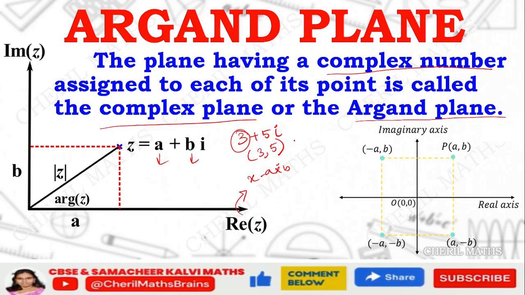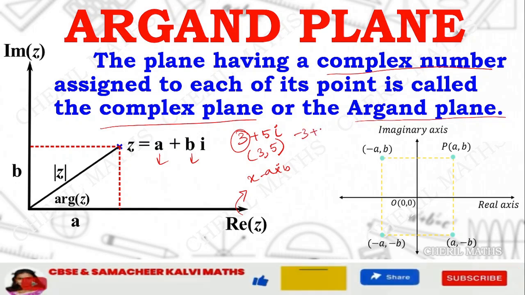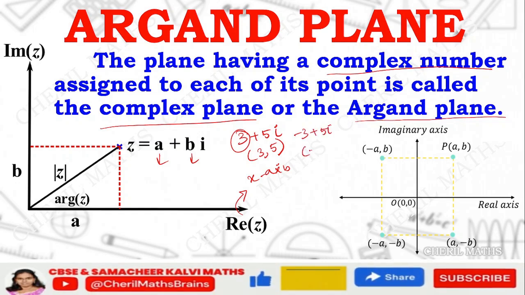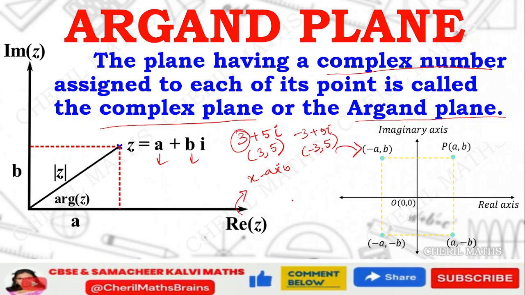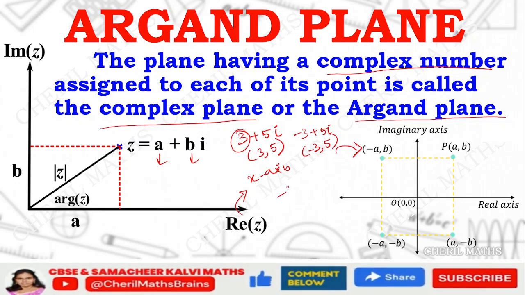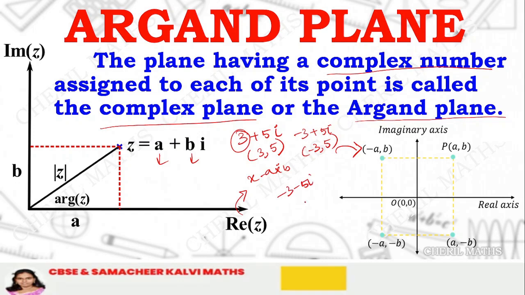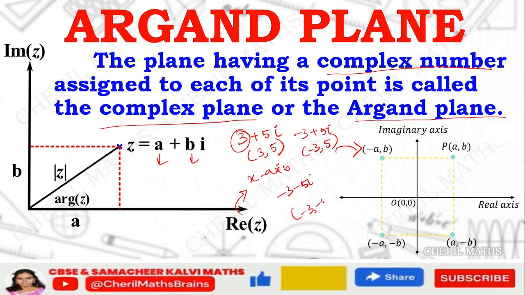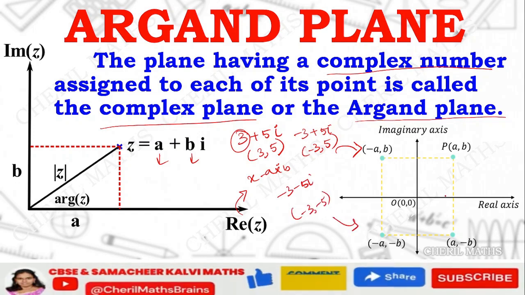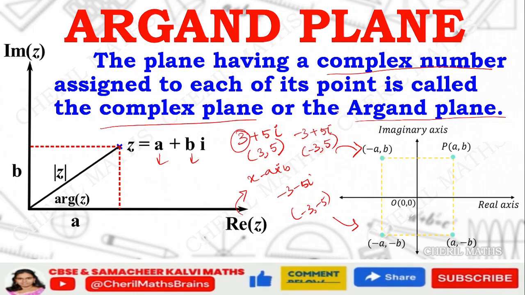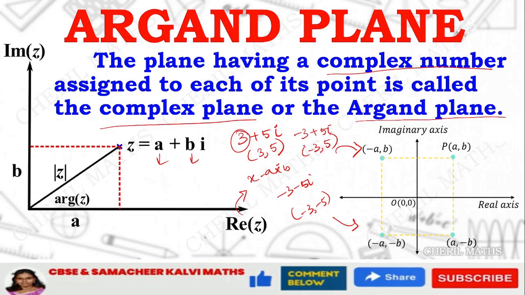If it is minus 3 plus 5i, the coordinates will be (-3, 5). So then it will be something similar to it. If it is minus 3 minus 5i, the point is going to be (-3, -5), which will go here. Okay, so this is how we will be representing the points on an Argand plane.